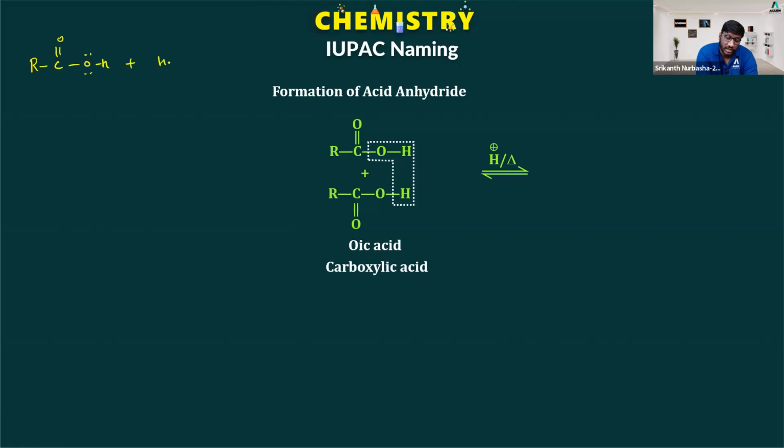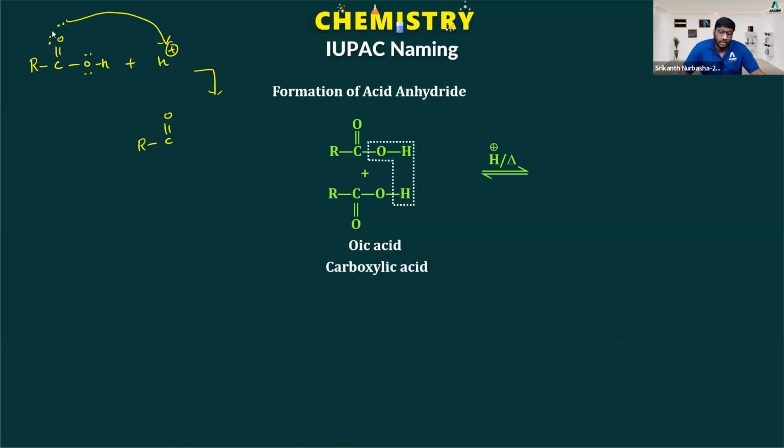If you look at the mechanistic approach of this reaction, try to understand RC double bond OH, we are treating this with H plus. Two molecules are there. One of the molecules is treated with H plus. What is going to happen? The lone pair of electrons on oxygen are going to attack the H plus ion. As soon as they attack the H plus ion, you will be getting RC double bond O. Earlier, how many lone pairs did this oxygen have?